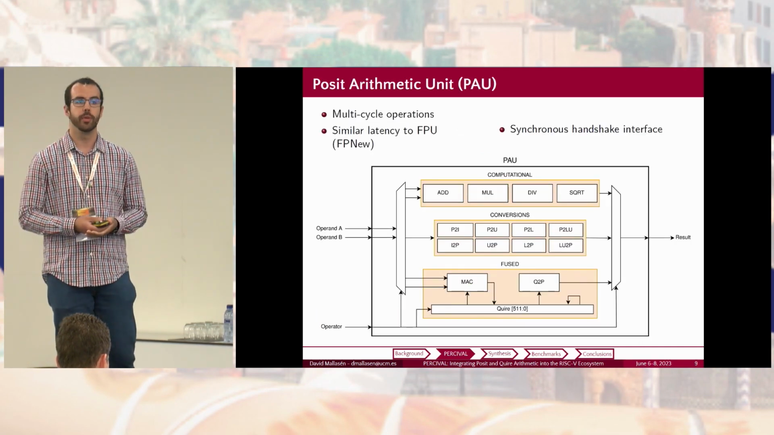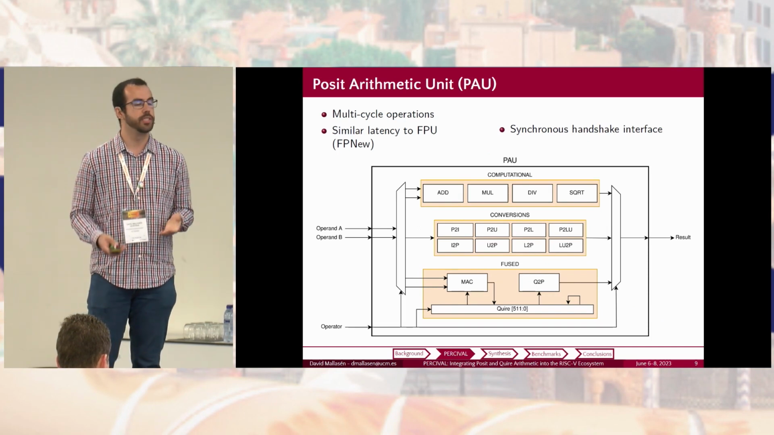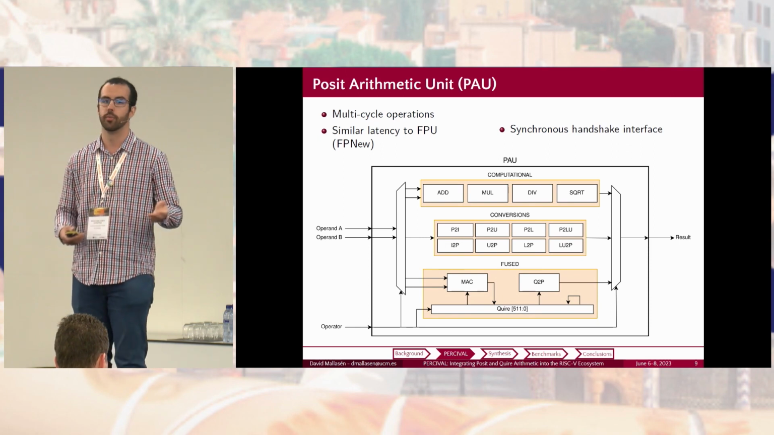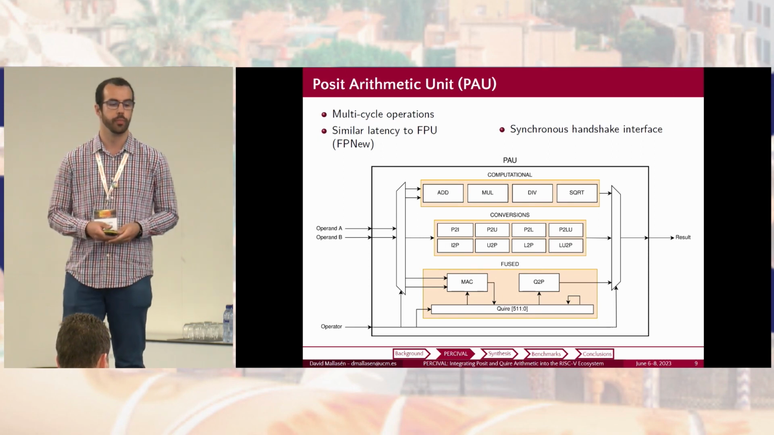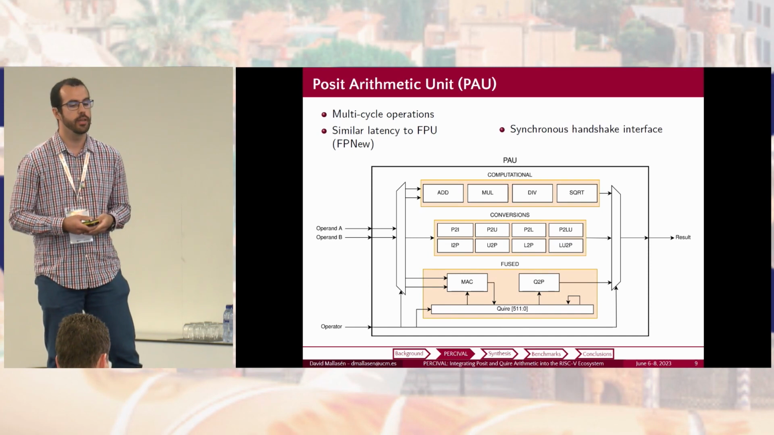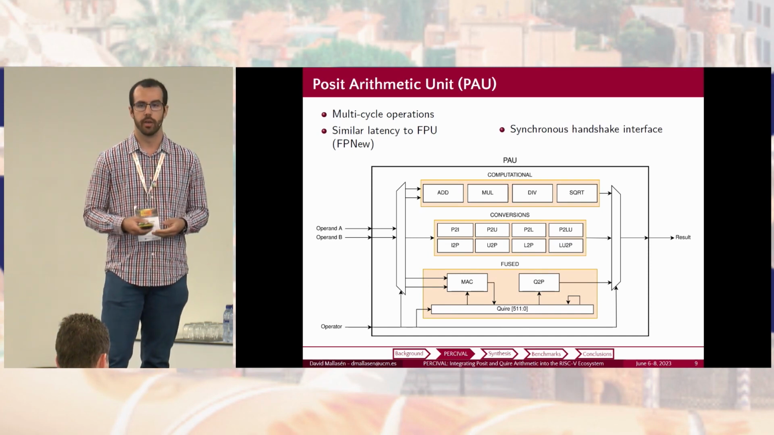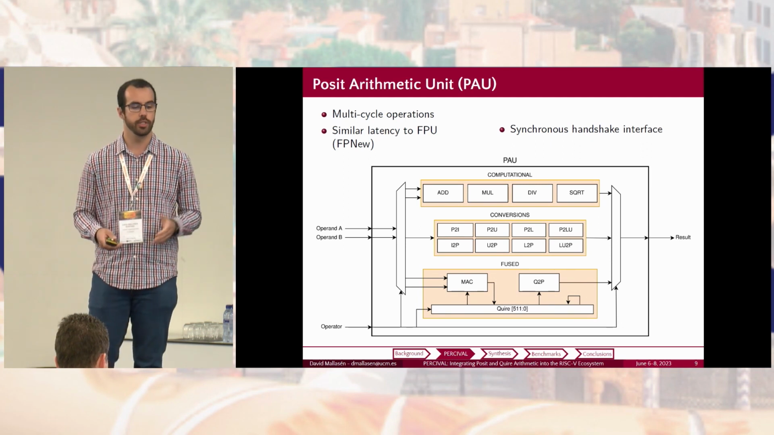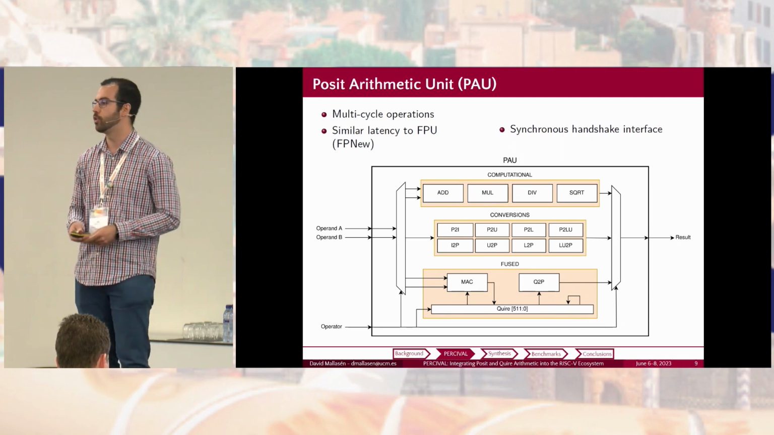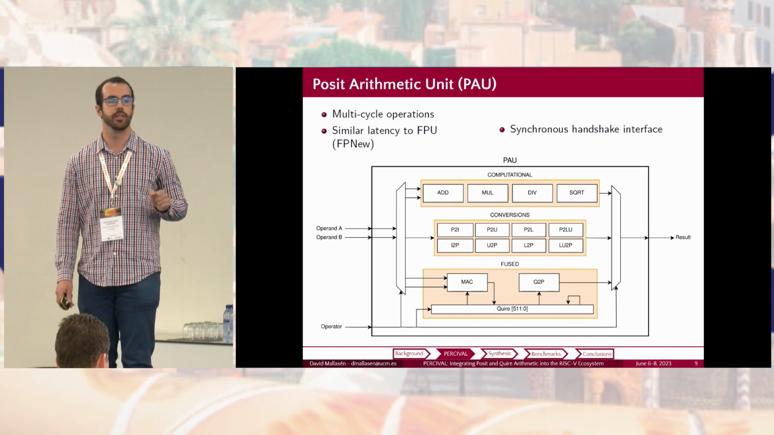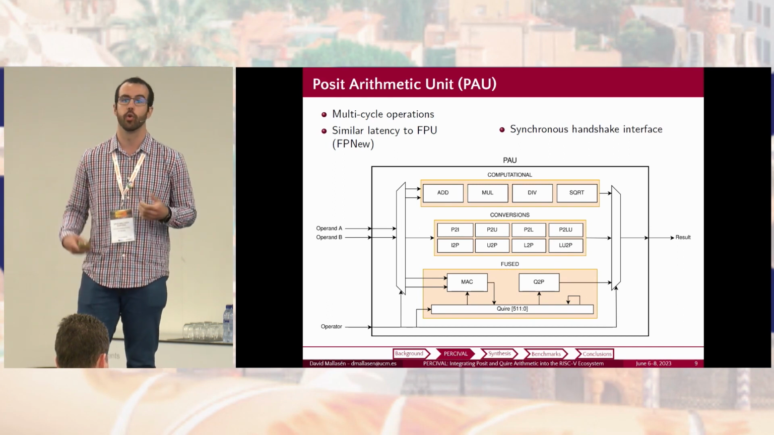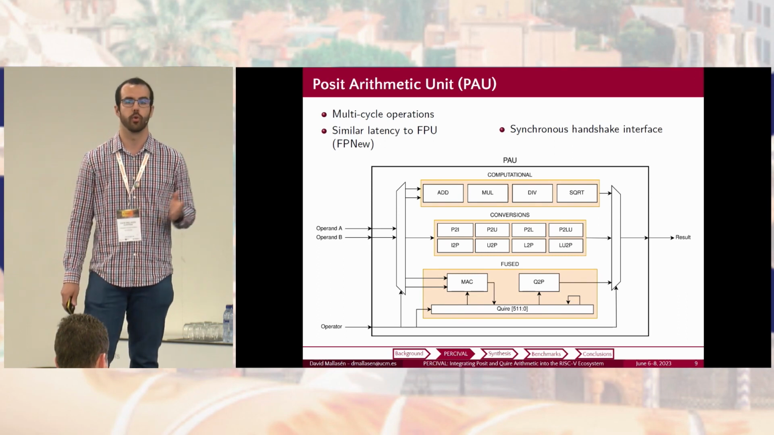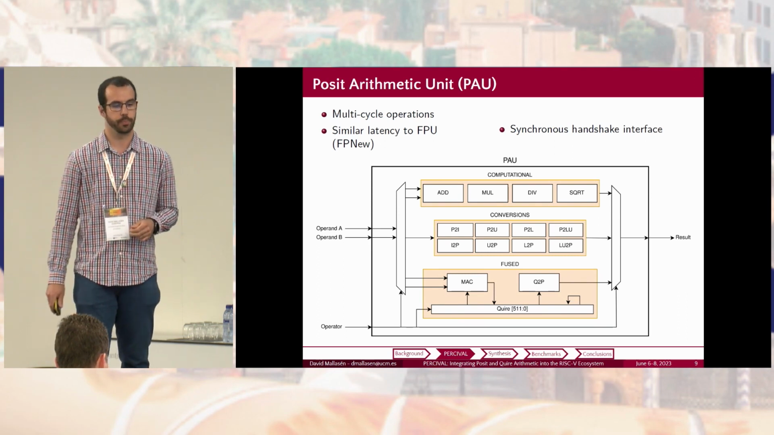This POSIT arithmetic unit supports multi-cycle operations and has a similar latency to the FPU available in the core, which is FPNU. To input and output data, it uses a synchronous handshake interface. At the top of the diagram, you can see the computational units, but also we have the conversions to and from integer numbers. And at the bottom, you can see the operations that involve the Quire accumulator register. In this case, the multiply accumulate and the Quire rounding to POSIT.